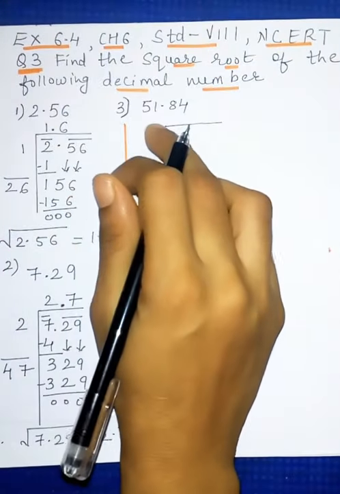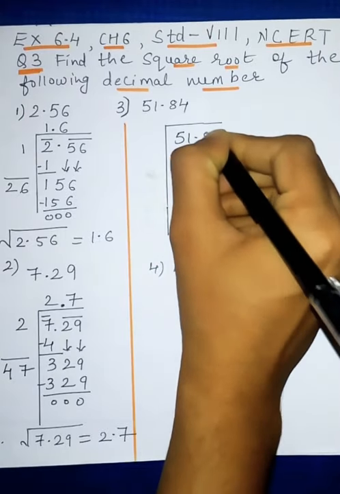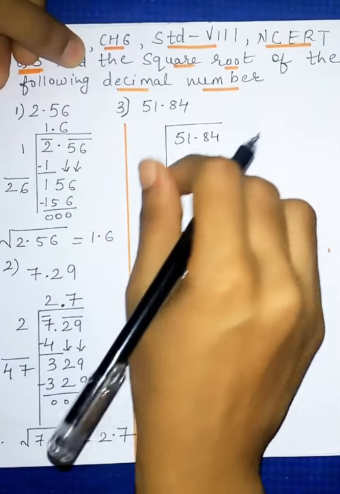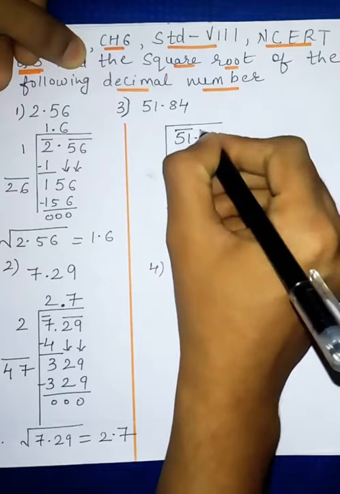So the third question is 51.84. So we will write here 51.84. So this is our question. Now we will draw bars. So we will start from here. So 2 digits, here also 2 digits.